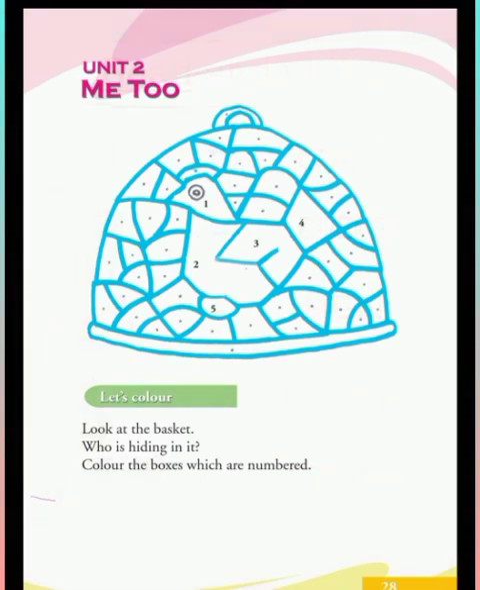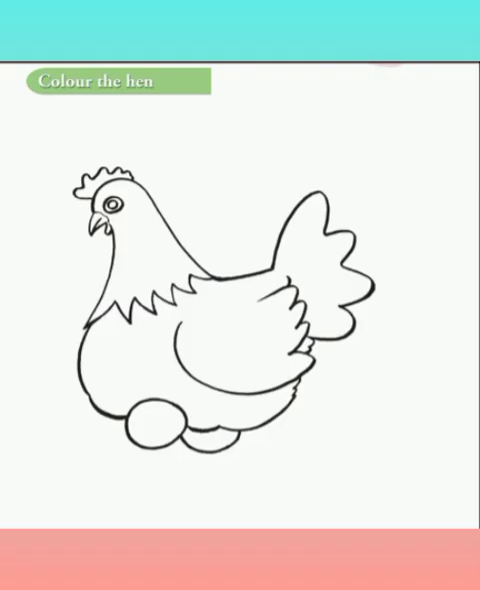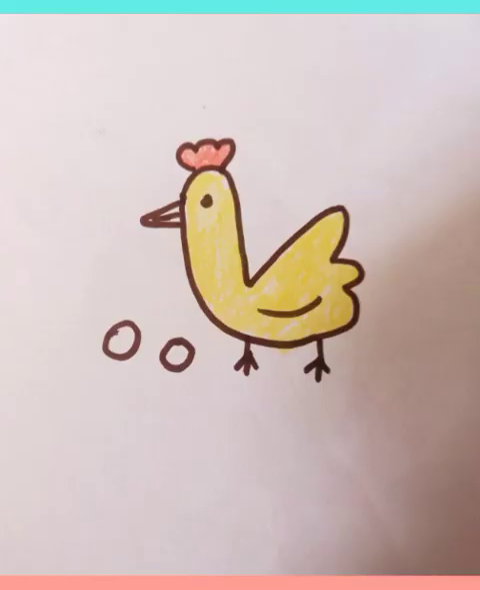Today we got a new friend, that is a hen. And we have 2 eggs. We know the eggs are laid by the hen. But can you see who will come out of the eggs?